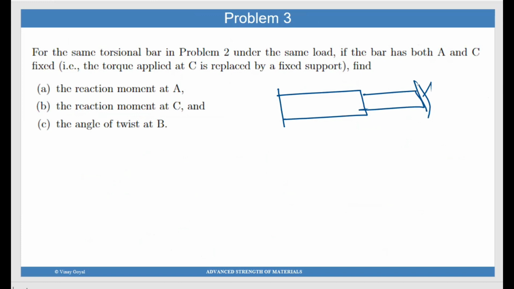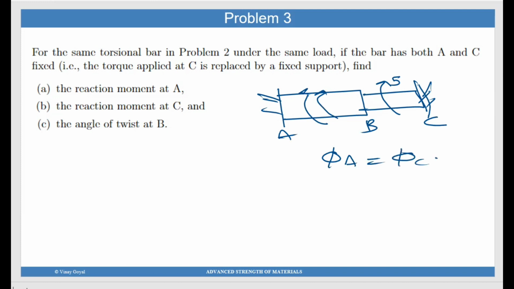Now this rod is fixed from both ends. So there is a 5 Newton meter here. There is a distributed torque here. This is B, C. So now you know that phi A equals phi C equals 0 because it's fixed. But you don't know what TA and TC are. There are two variables right now. Initially you just did a force balance and got what TA was, but now you have two variables.